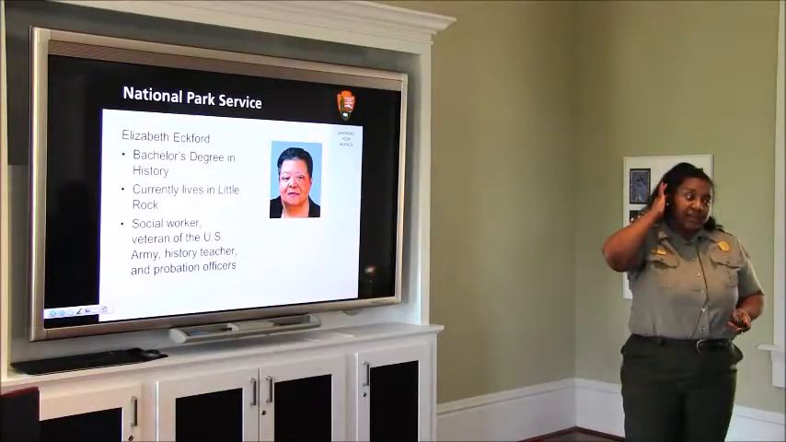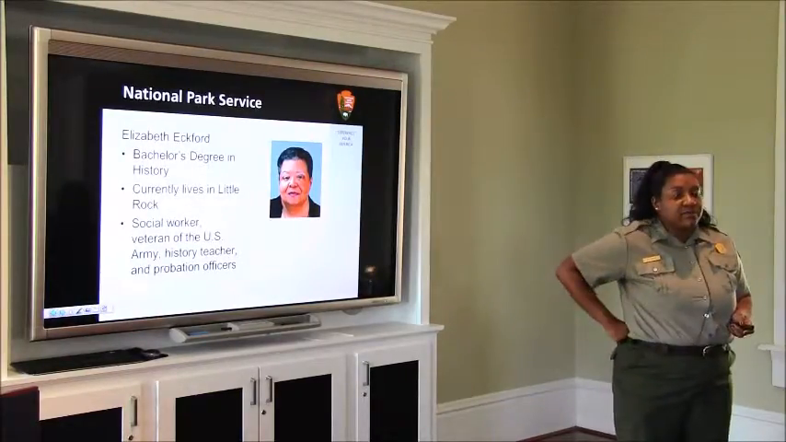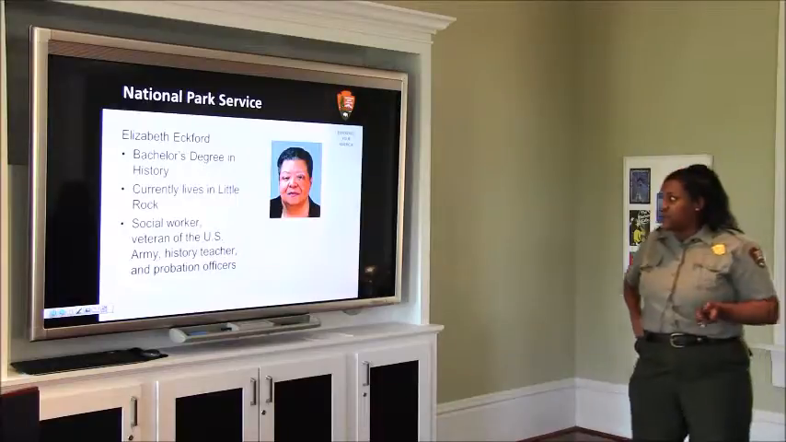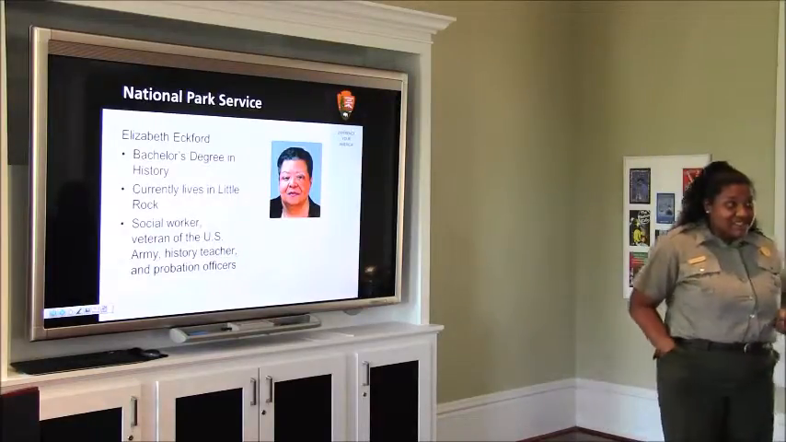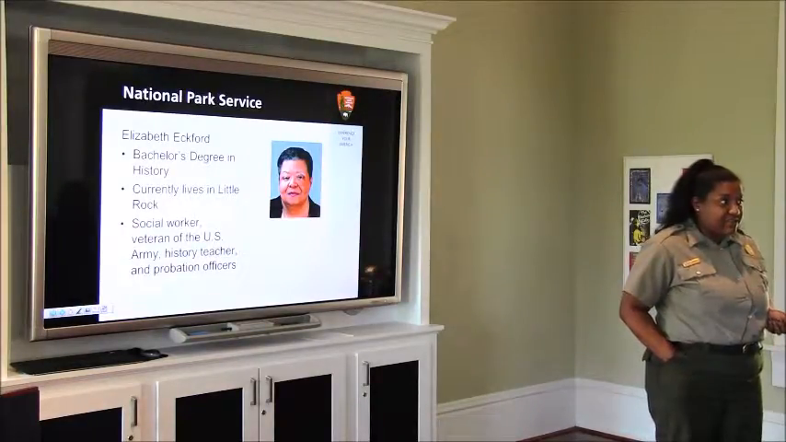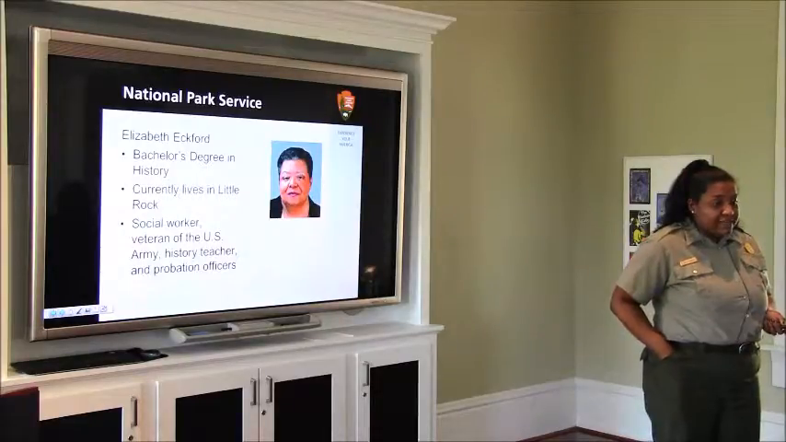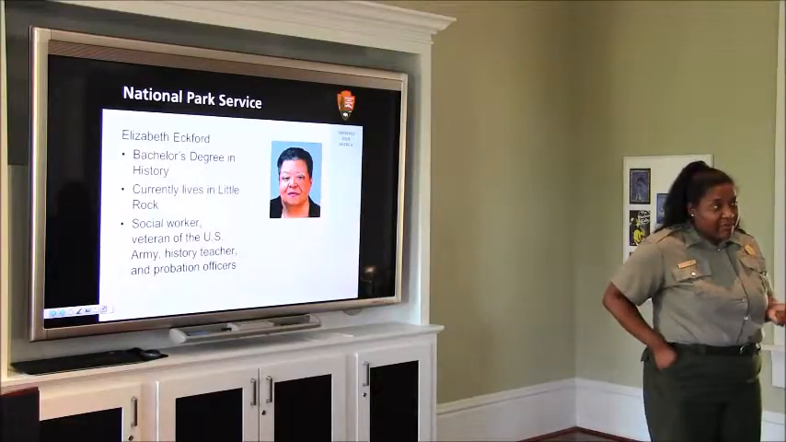Elizabeth Eckford was the young lady I told you about on the first day of school. She's a veteran of the U.S. Army as well, and she's also a retired probation officer. She lives here in Little Rock, Arkansas today. Now, Elizabeth Eckford's photograph is the most popular one.